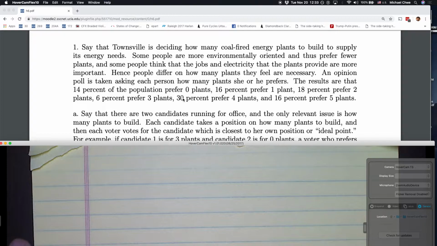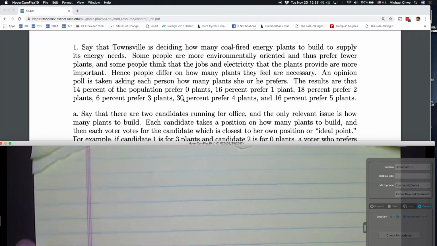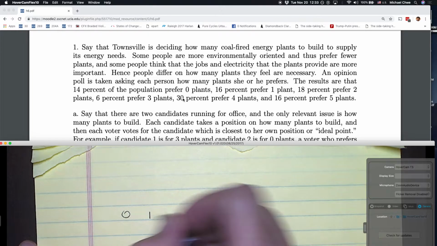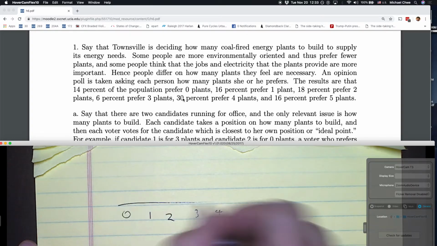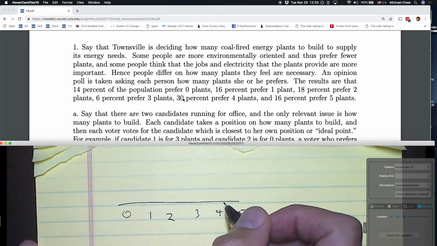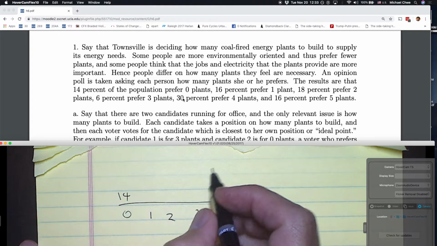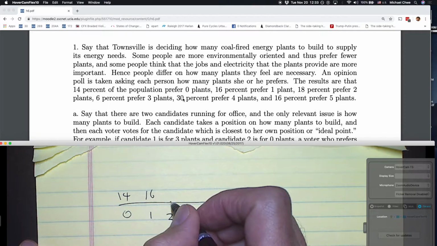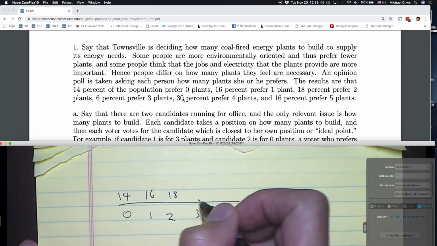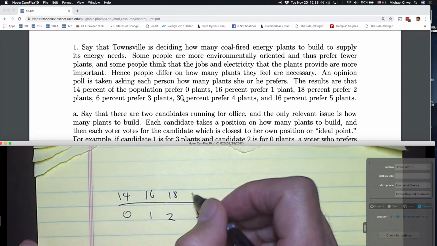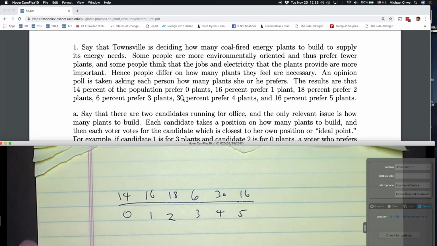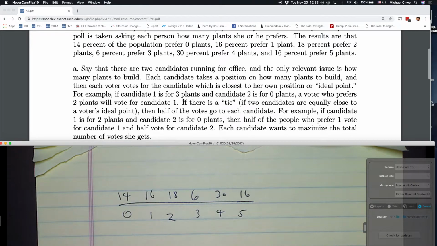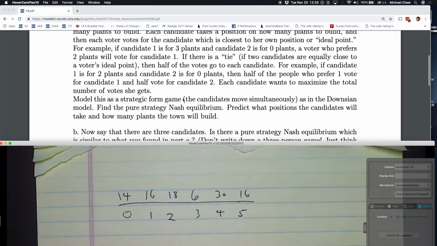So the first thing is, there's 0 plants, 1 plant, 2, 3, 4, 5, and there's 14% at 0 plants, 16, 18, 6, 30, and 16. All right, so that's the first thing you do. These are where the people are distributed, right? These are the ideal points. Okay, 2 candidates running for office. So this is pretty straightforward.